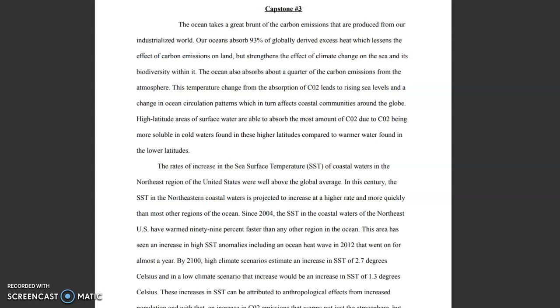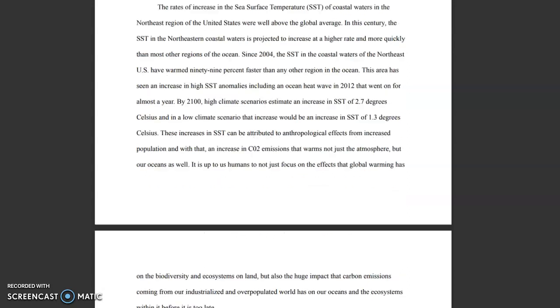Since 2004, the sea surface temperature in the coastal waters of the northeast U.S. have warmed 90% faster than any other region in the ocean. This area has seen an increase in high sea surface temperature anomalies, including an ocean heat wave in 2012 that went on for almost a year.